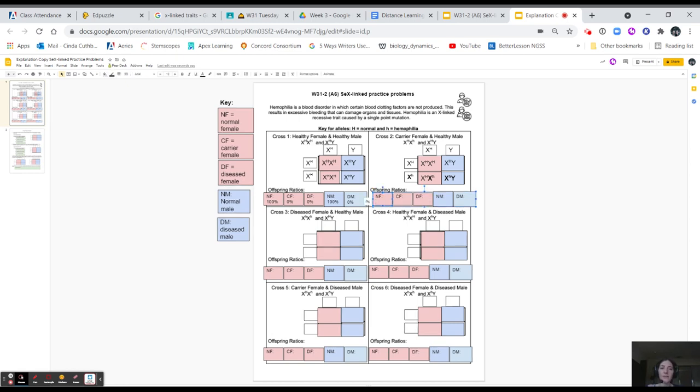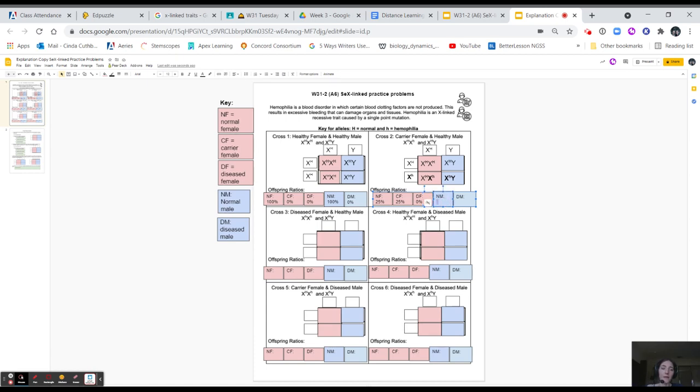So normal females, offspring ratio. Of the females, there are different ways to think about this. Their chance of having a normal female out of all the children is 25%. Their chance of just females being completely normal is 50%, but we're going to say out of all the children, they have a 25% chance of having a normal female, a 25% chance of having a carrier female, and a 0% chance of having a diseased female, because none of the females show both alleles, which they would have to have for both to be diseased alleles.